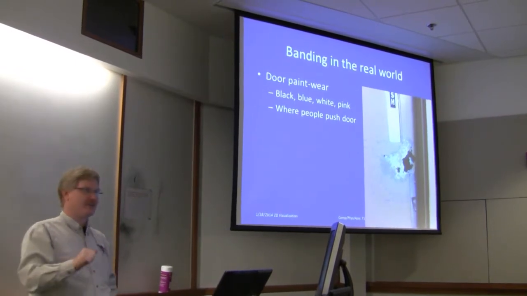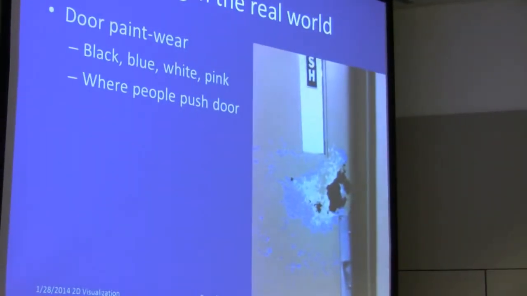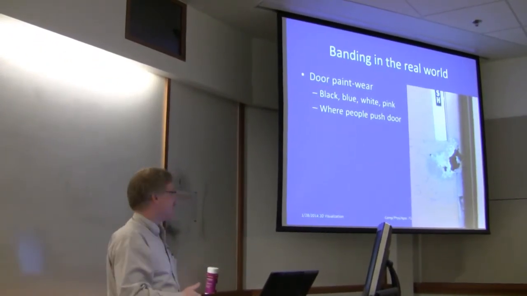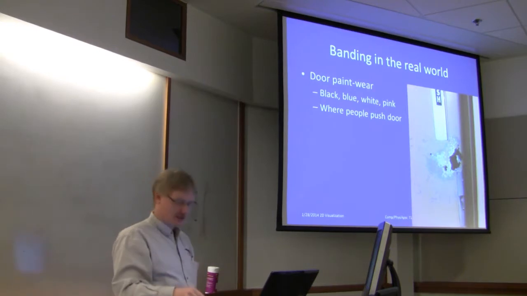Okay, here's banding in the real world, right? This is how many people have touched this door at this location. Banding lets you go through the outer layer of paint, the inner layer of paint, the primer, and then down to the metal, and gives you these contours of what's going on.